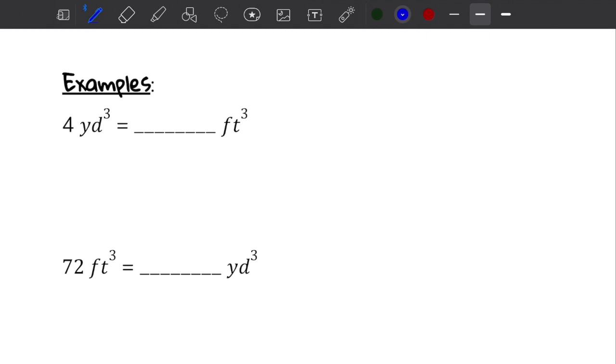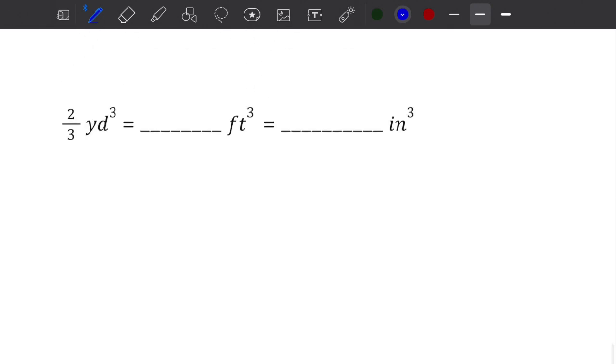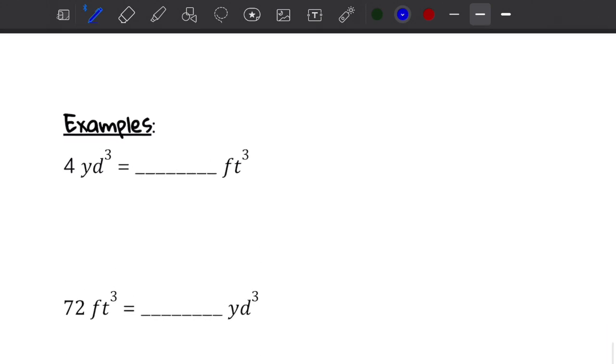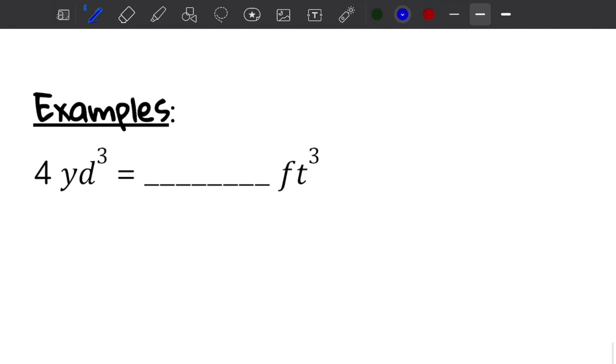In this video, I am going to go over several examples illustrating how to convert imperial units of volume. Some examples will be numerical, and we're going to work through some word problems as well. So let's start with one of the numerical examples. We're converting 4 cubic yards into cubic feet.